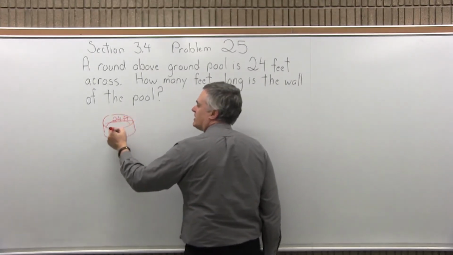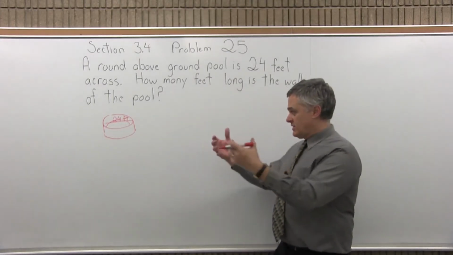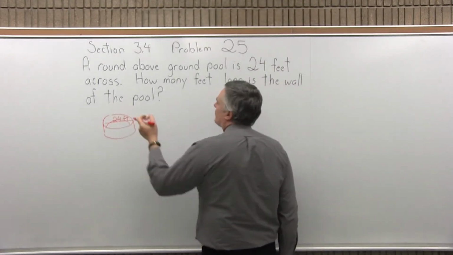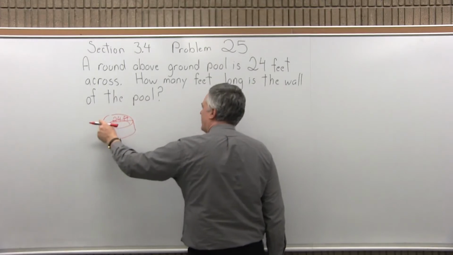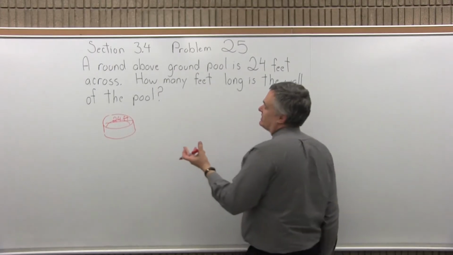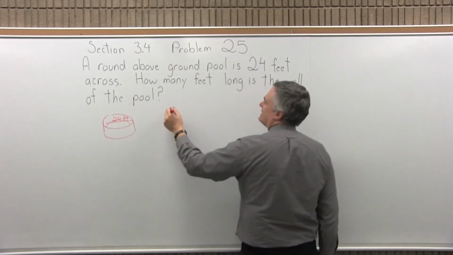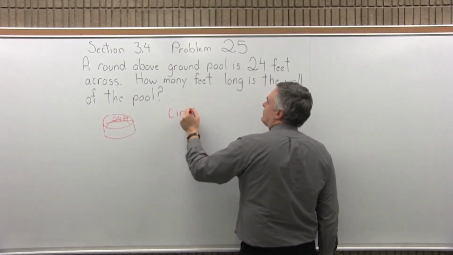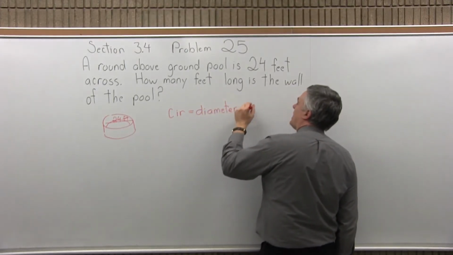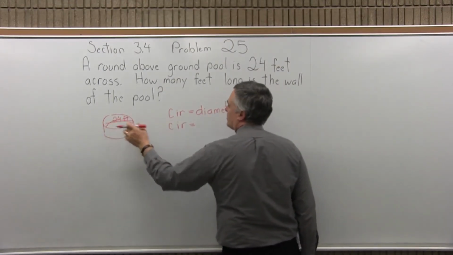These round above ground pools typically have a galvanized steel wall. This one big long wall that you make the circle out of, put in the liner, and fill it up with water. So how long the wall really is, is how much distance is around the outside edge of that circular pool. So we're asking for the circumference. That's what you really need to realize. Basically this is a big metal circle that's 24 feet across. What's the circumference is what the problem amounts to. So circumference equals diameter, or the distance through the center, times pi. So the circumference equals the diameter, or distance across for the swimming pool, which is 24 feet.